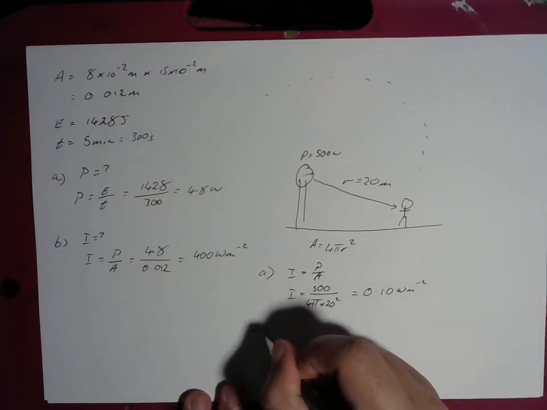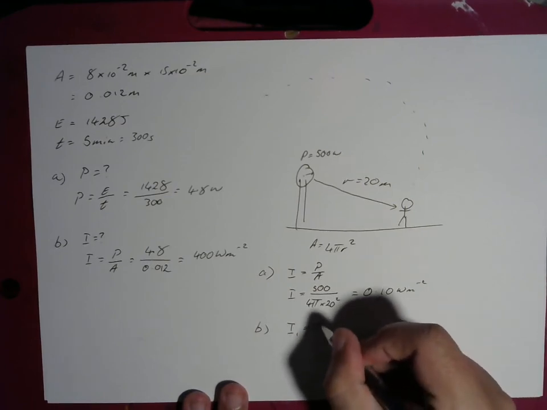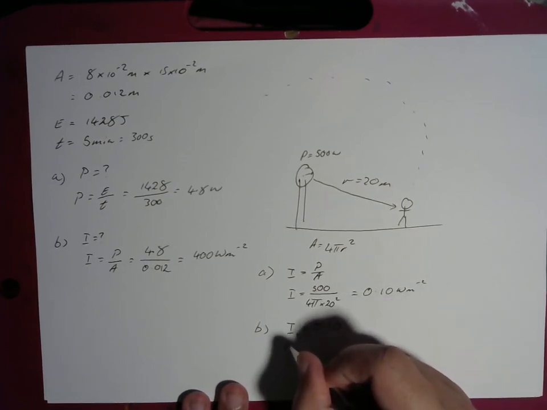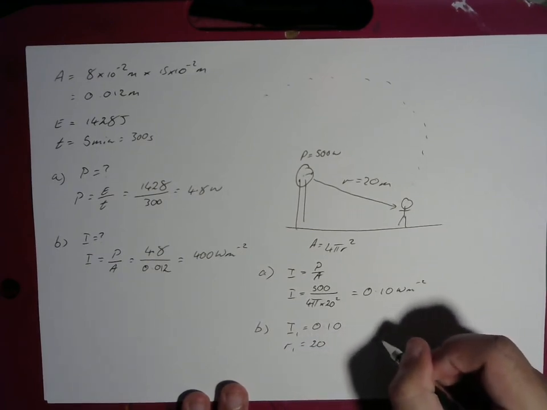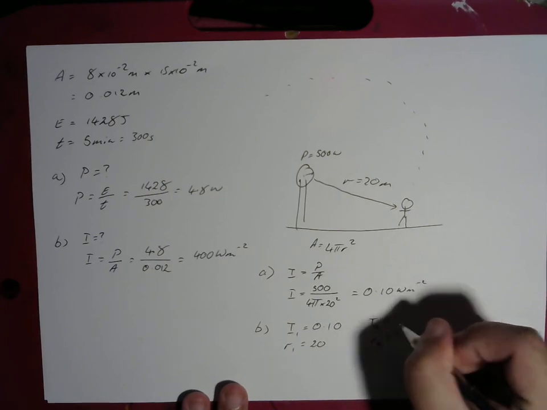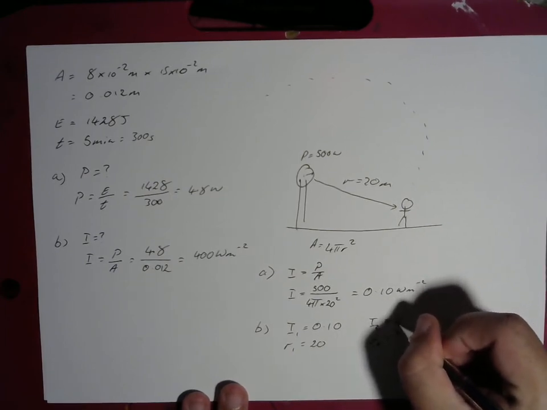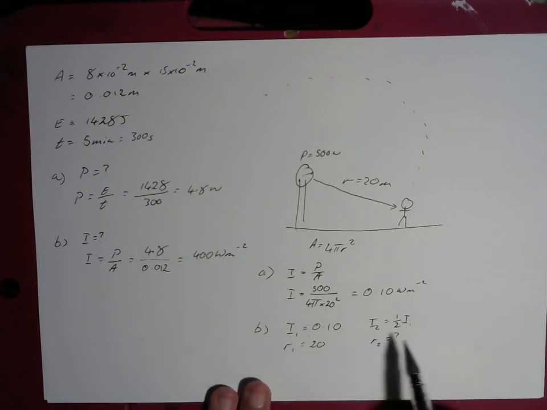So let's think about situation 2. We have that I1 equals 0.10, and we have that R1 equals 20. We want to know what R2 is for I2 to be equal to half of I1. So if we read what the question says, where would the student have to stand, that's our radius, to measure the intensity as half of this? So we need to know how far we're going to be for this to be half.